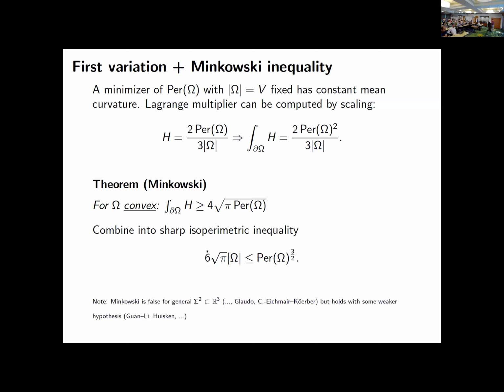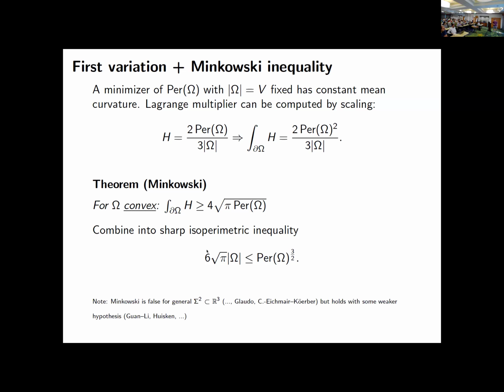Okay. So I'll just say that this theorem is false for general submanifolds, like spheres in R3. That's well known in general, but even if you're close to round in a weak sense, there's some work first by a student of Figalli, Glaudo, and then myself and Eichmer and Korber, showing that in certain ranges, the Minkowski inequality badly fails.